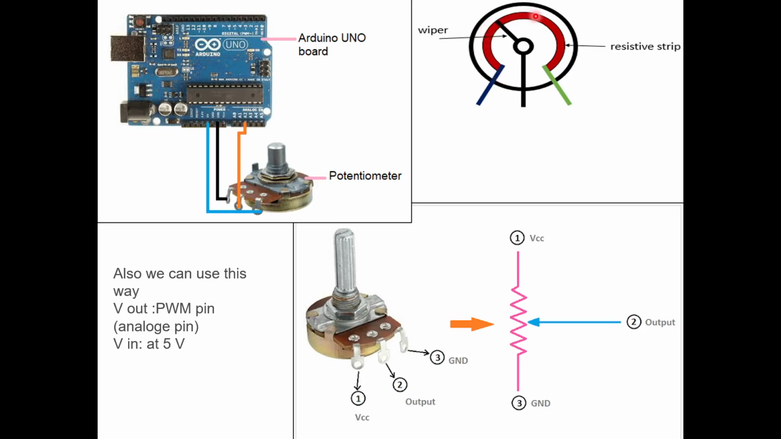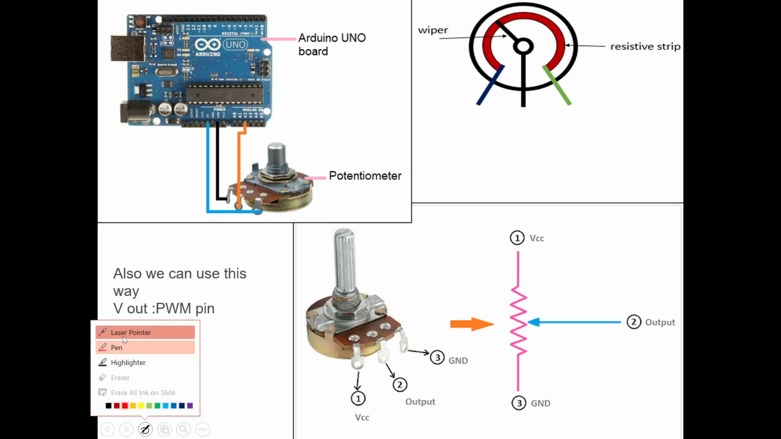But if you rotate it this way and our arm's wiper comes here, then let me point it. Now suppose I have rotated and my wiper arm is here. So what is happening here? Now the complete resistance will be this portion. So this is how we are going to change the resistance of our component.